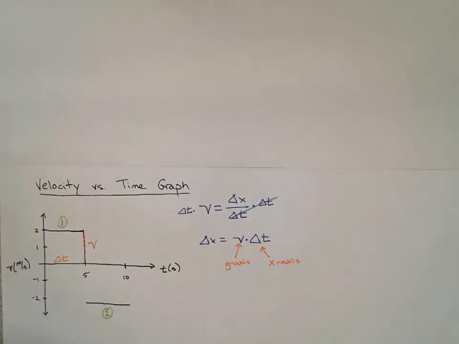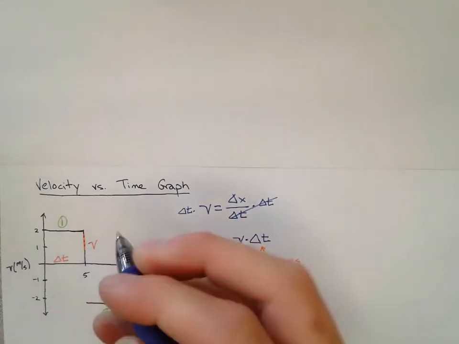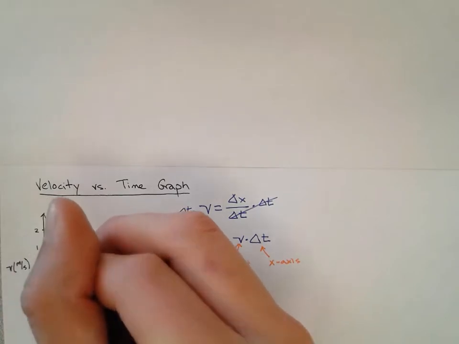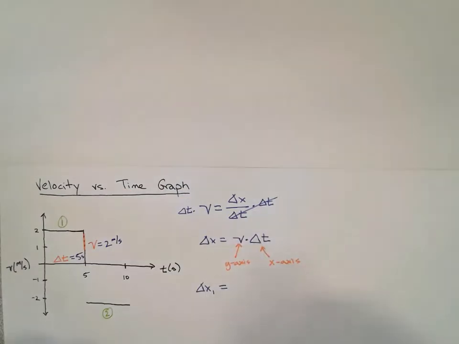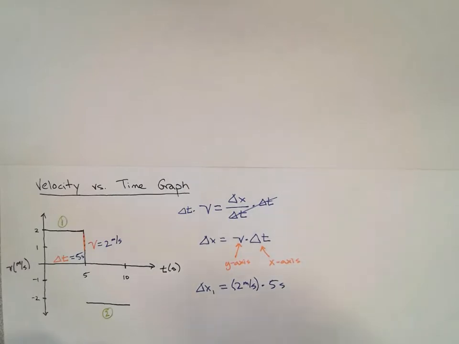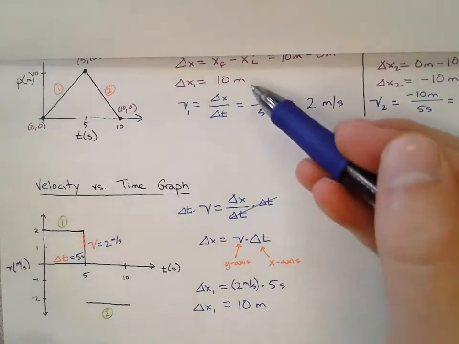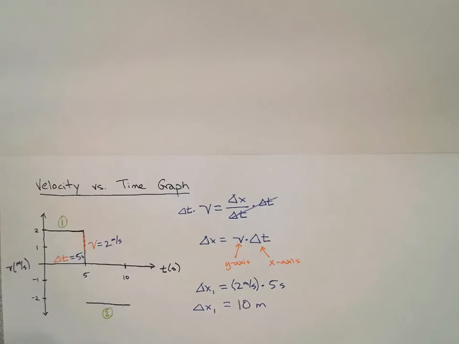So let's plug those numbers in. Let's say that my displacement for section 1 is equal to v. So my v here is equal to 2, my delta t here is equal to 5: 2 meters per second, 5 seconds. I plug those things in here, and I get 2 meters per second times 5 seconds, and I get that my change in position for section 1 is equal to 10 meters, which conveniently matches up with what we expected up there. So there's section 1.